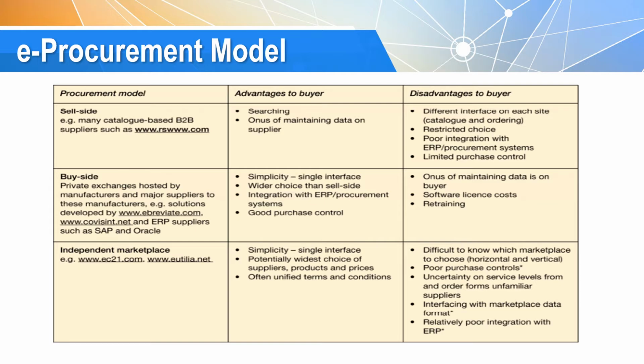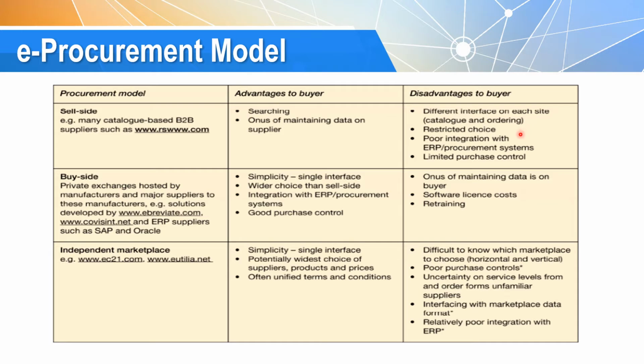So here is the advantages and disadvantages of each of the e-procurement model. Okay, the sales side, of course, the advantages is easier to search, and no cost of maintaining data on supplier. Tak perlu lagi, buyers do not need to maintain the data and to update the catalog of the supplier and so on. Supplier will do that. However, the disadvantage is different interface on each side. Okay, so different seller will have their own different interfaces and website.